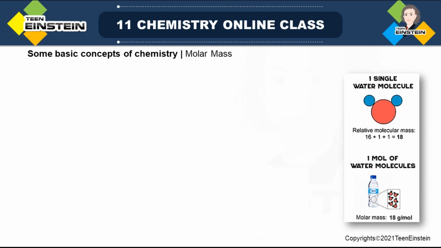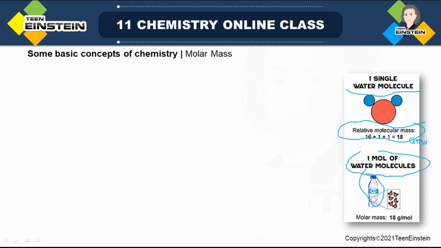Some more ideas we will see about molar mass. Here we have a single water molecule, just one water molecule. In this case, for the relative molecular mass, simply you have to add 16 plus 1 plus 1. But as it is a single molecule, the unit must be in terms of AMU or simply u.